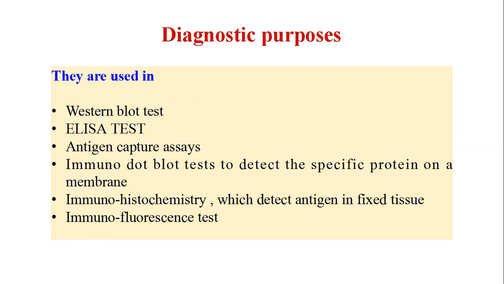Monoclonal antibody can be used for diagnostic purposes. They are mostly used for the following tests: Western blot analysis, ELISA test, antigen capture assay, then immune dot blot test to detect a specific protein on a membrane. Then in case of immunohistochemistry for histologic tissue section to detect antigen present in a tissue section. Then immunofluorescence test to detect presence of antigen in a cell.